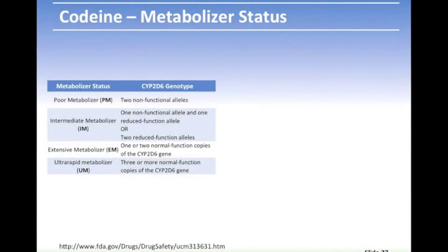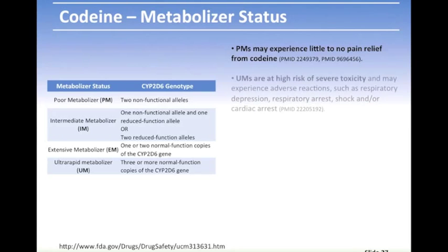Just to remind you, the metabolizer status for CYP2D6 is indicated on the left, and again, that has to do with a combination of alleles in the patient. It's very well documented that PMs may experience little or no pain relief from codeine. Ultrametabolizers are at a high risk of severe toxicity, on the other hand, and may experience adverse reactions such as respiratory depression, respiratory arrest, shock, and/or cardiac arrest.